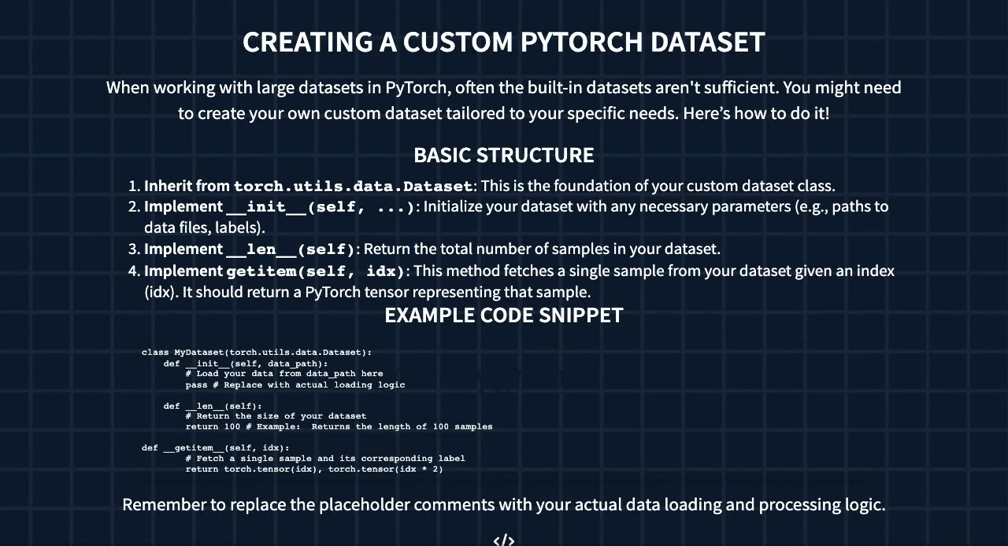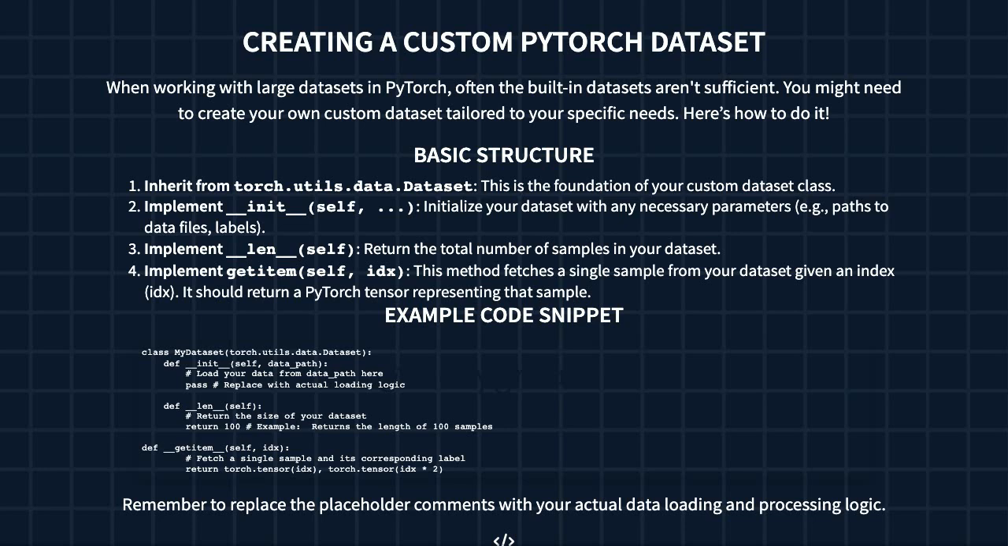Okay, so let's talk about building a custom PyTorch dataset. This is really useful when you have data that doesn't fit neatly into one of the built-in datasets. The key is to inherit from torch.utils.data.Dataset. Inside your class, you'll initialize it with any parameters you need, like file paths or labels.